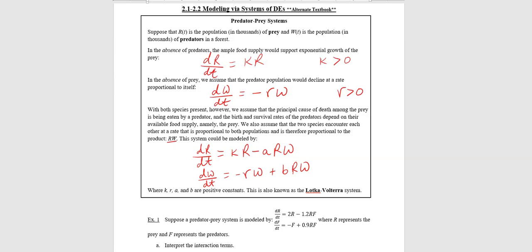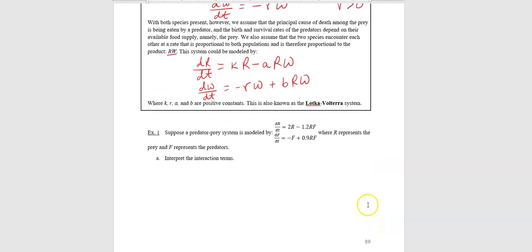This is called the Lotka-Volterra system, and this was first published, I think, in the early 20th century by these mathematicians. You don't have to memorize this or anything like that. I just want to do a little practice working with these equations to see how they operate. So let's do a little example here.